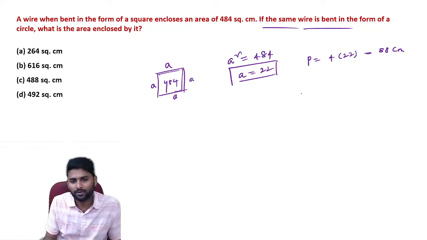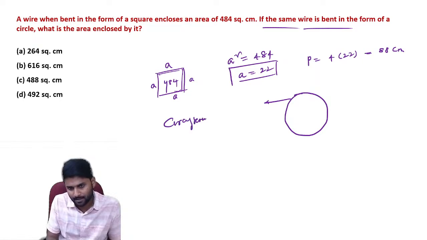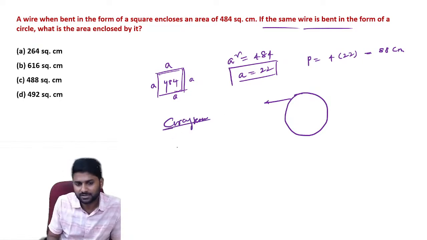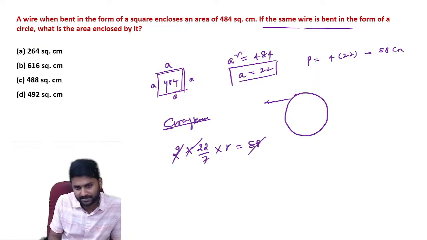The wire was bent in the form of a circle. Again, this is all about circumference. So perimeter turns into the circumference. Circumference is 2 pi r. Let's find that: radius is equal to 14 centimeters.